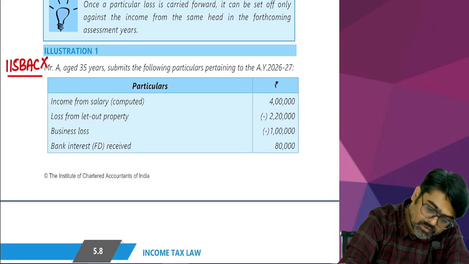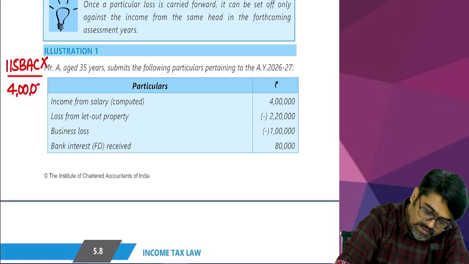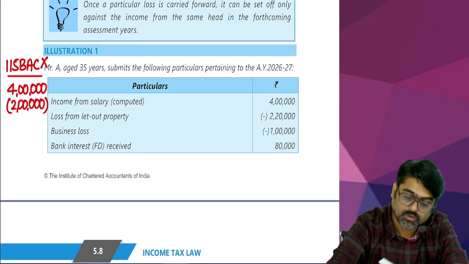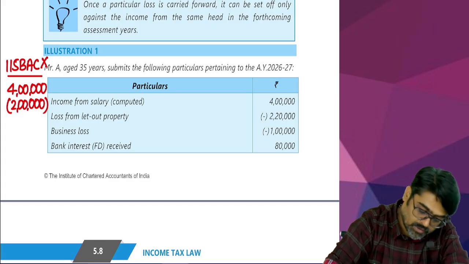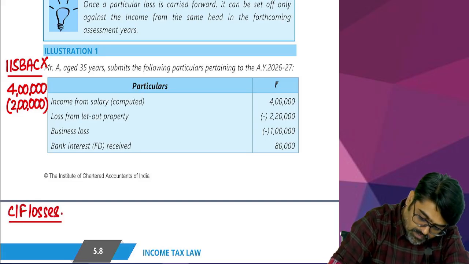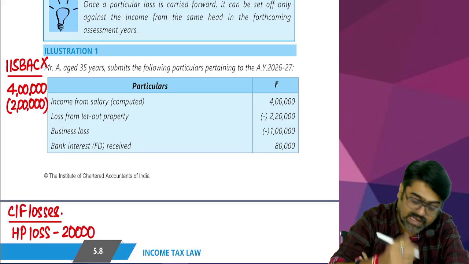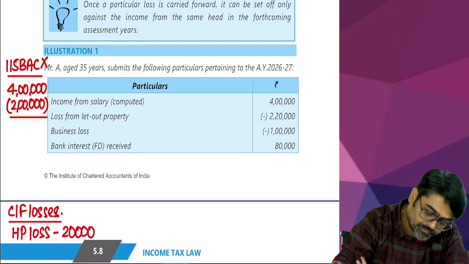So first of all, your salary income is 4 lakhs. Out of that salary income, you adjust your house property loss only to the extent of 2 lakhs. So the balance 20,000 will be carried forward. So I will write down here carry forward of losses. Which loss I will carry forward? House property loss. Full loss I will carry forward or only 20,000? Why? Because 2 lakh is adjusted against salary income. So how much salary income remaining?